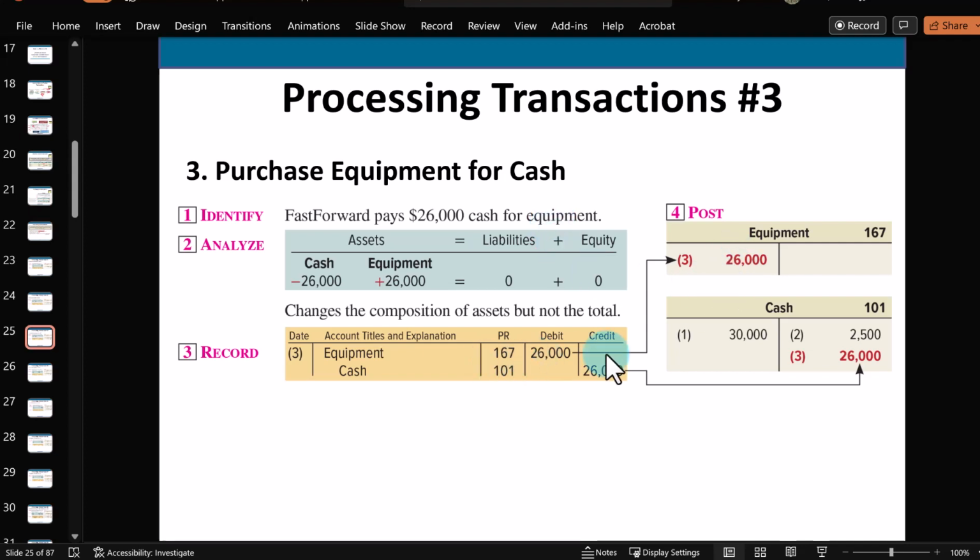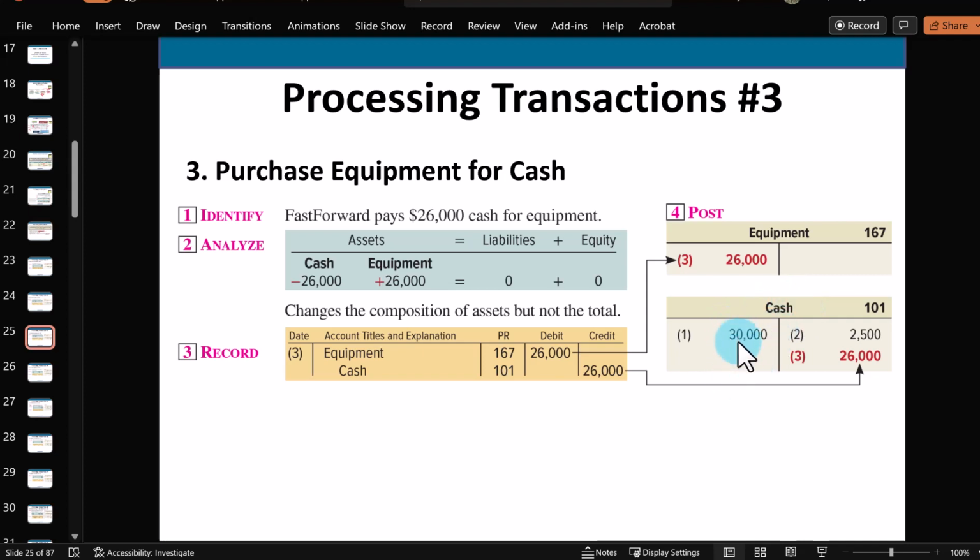Again, we first journalize the transaction. Debit first, credit second. Again, notice the indent here to indicate this is a credit, and the amount of the debit and credit, and you post it to its respective general ledger account. Again, each one of these T's is one ledger account, and combining all the T's for all the accounts is called the general ledger.